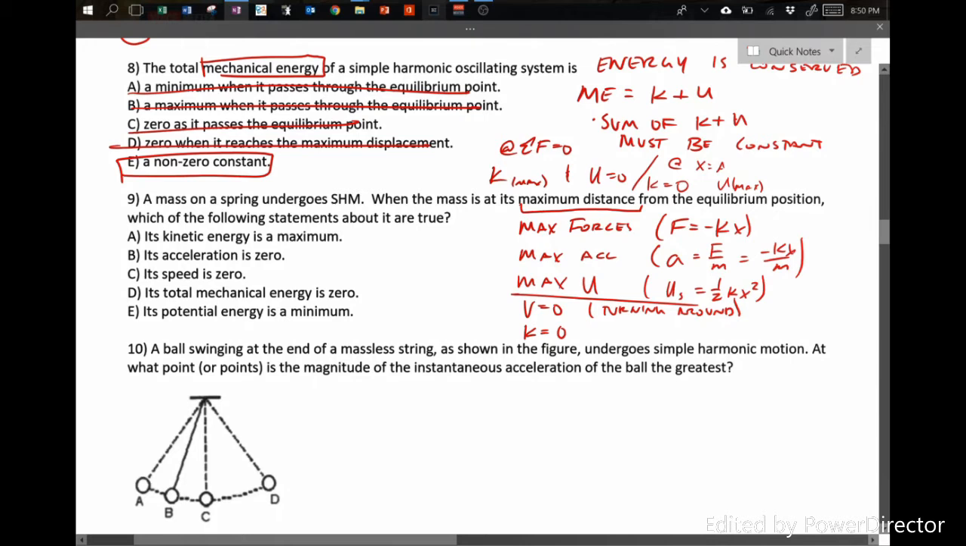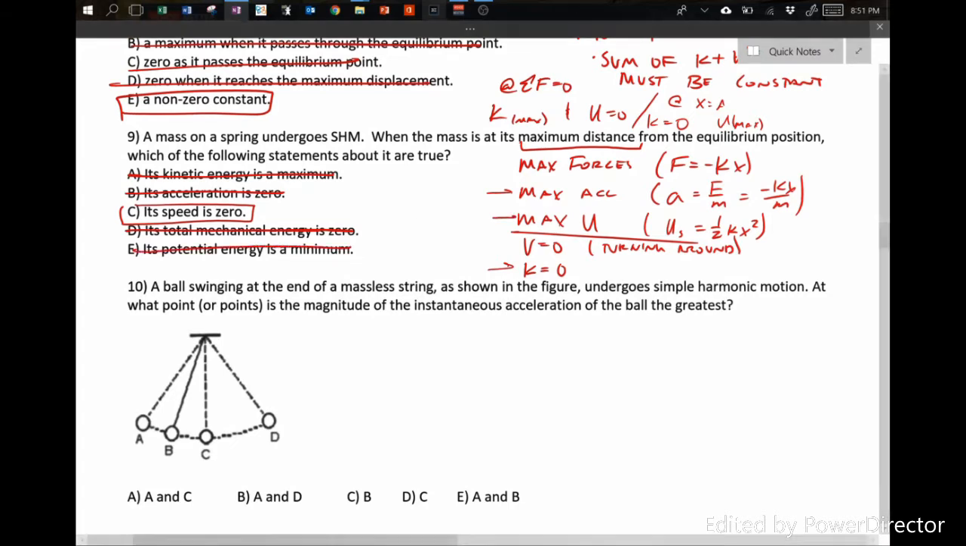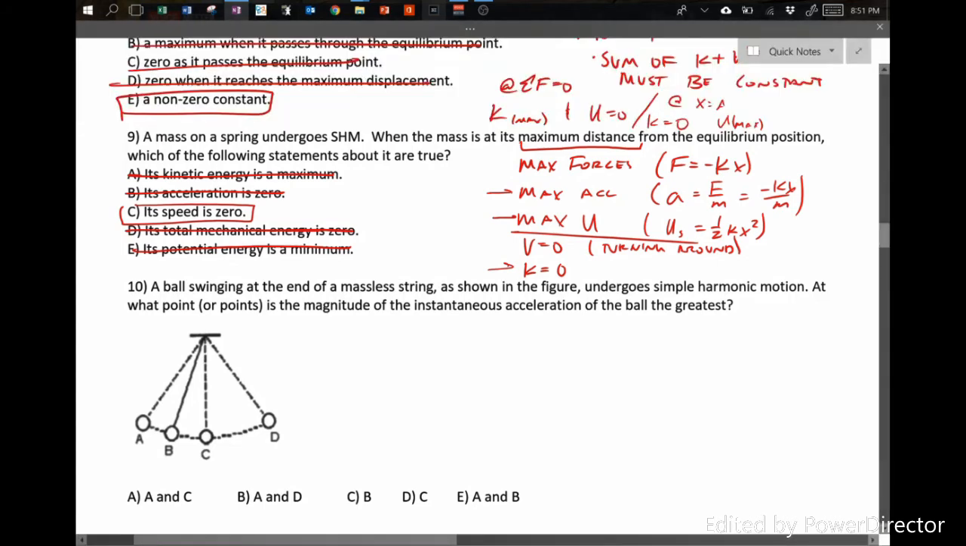So, which of the following are true? Kinetic energy is a maximum? No, we said it was a minimum. Acceleration is 0? No, we said it was a maximum. Speed is 0. Who said that? Total mechanical energy is 0. We just said that that's not going to be 0. That's going to be some constant non-zero number. And the potential energy is a minimum. No, we said that that was a maximum. For reference sake, these are good things to know about what goes on at a maximum amplitude.